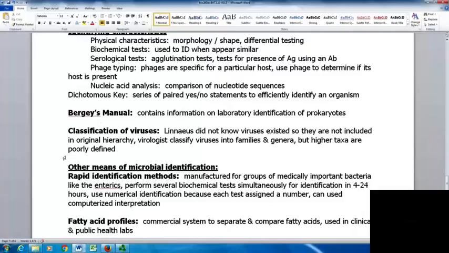When it comes to classification of viruses, Linnaeus did not know that viruses even existed at that point, so they were not included in his original hierarchy. Virologists will classify viruses into families and genera, but the higher taxa are poorly defined.